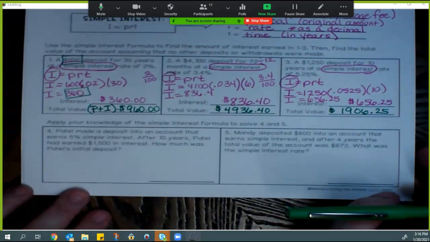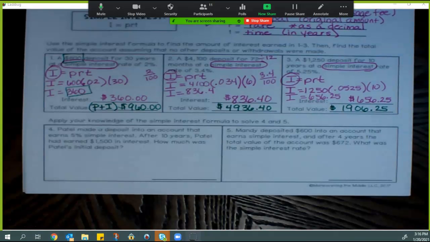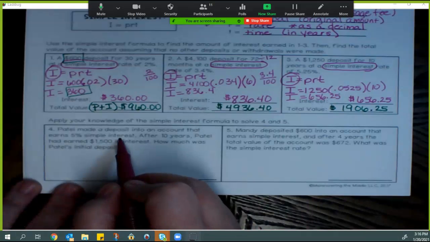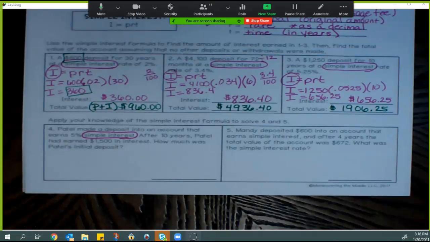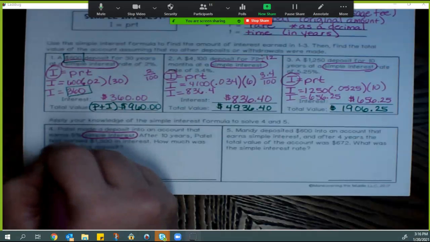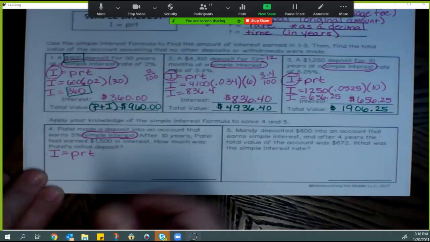So let's look at number 4. Patel made a deposit into an account that earns 5% simple interest. Uh-oh, that jumps out at me. Let me circle it. Simple interest. After 10 years, Patel has earned $1,500 in interest. How much was Patel's initial deposit? Oh, it's asking for something different, isn't it? All right, but it's still simple interest. That still tells me what formula I use. Yes, I equals PRT.